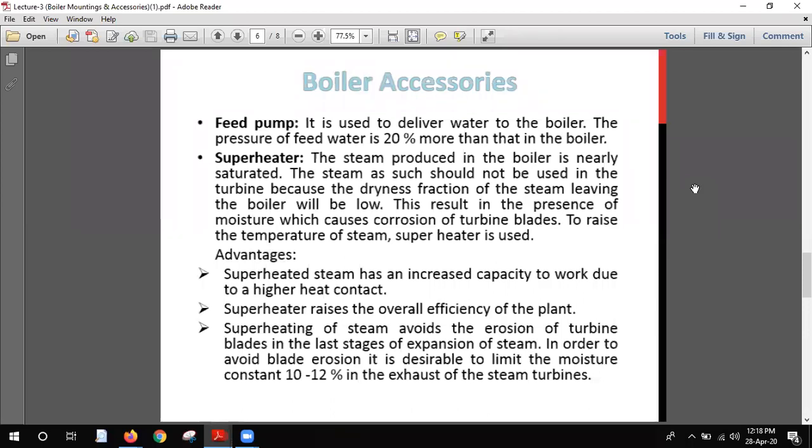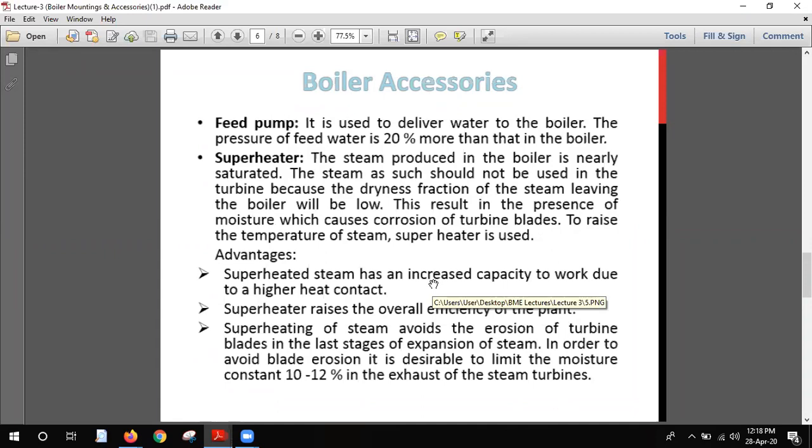Okay, so the superheater basically takes the steam and turns it into superheated steam, increasing the temperature. The question can come, sir, why do we make superheated steam, why do we make the steam temperature so high? Because superheated steam has increased capacity due to the higher heat content.